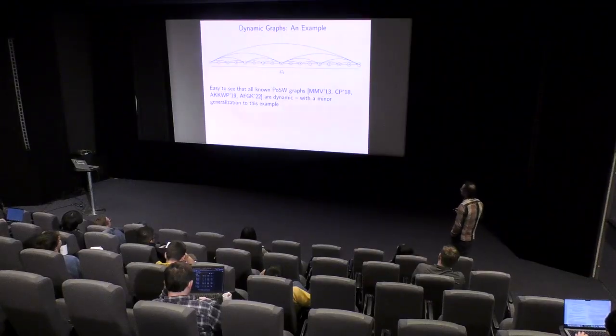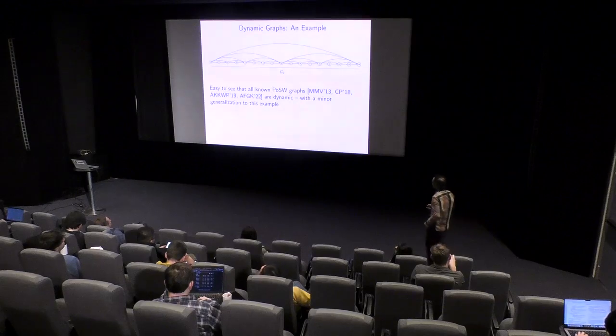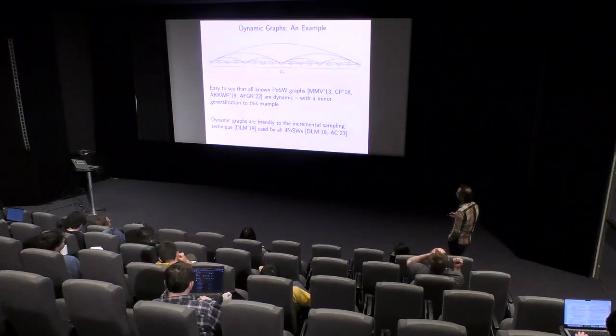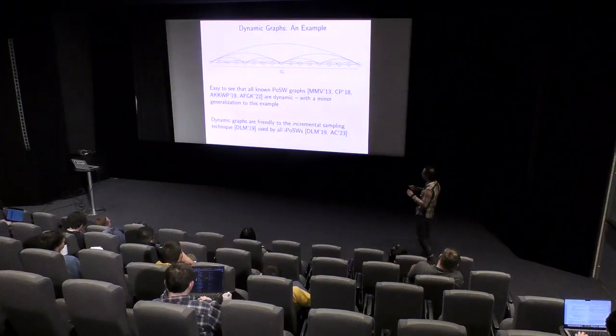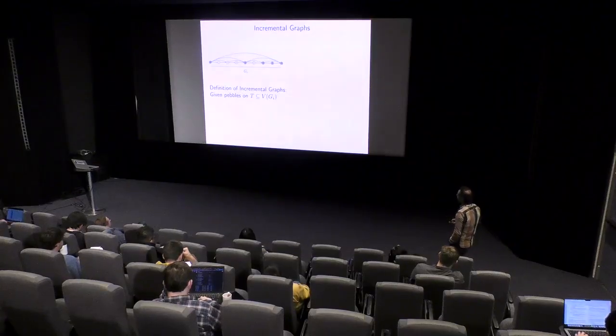And then in the paper, I also generalized this cartoonish example to allow extra edges and extra vertices, but it's very natural and simple. And without having dynamic graphs, the incremental sampling technique would become a mess. So they're really very friendly to the technique that is used to transform POSWs into IPOSWs, and it's very minor, as you can see. The more interesting one is about incremental graphs.